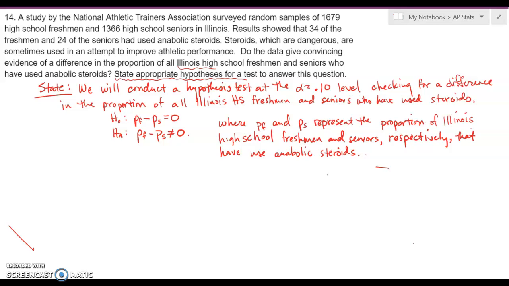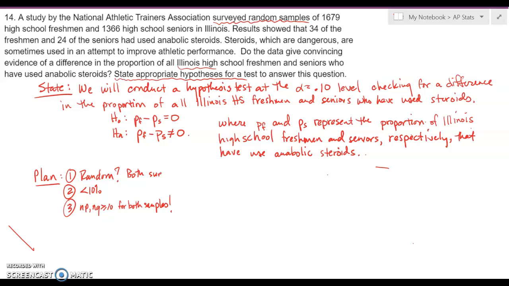So next we move on to the plan portion. Under the plan portion, we're going to check conditions. So we've got three conditions, and here are your three conditions. All right, first condition, we've got random. We need both samples to be pulled randomly. And up here it says that they surveyed random samples of 1,679 freshmen and 1,366 seniors in Illinois. So both surveyed randomly. So we're good there.